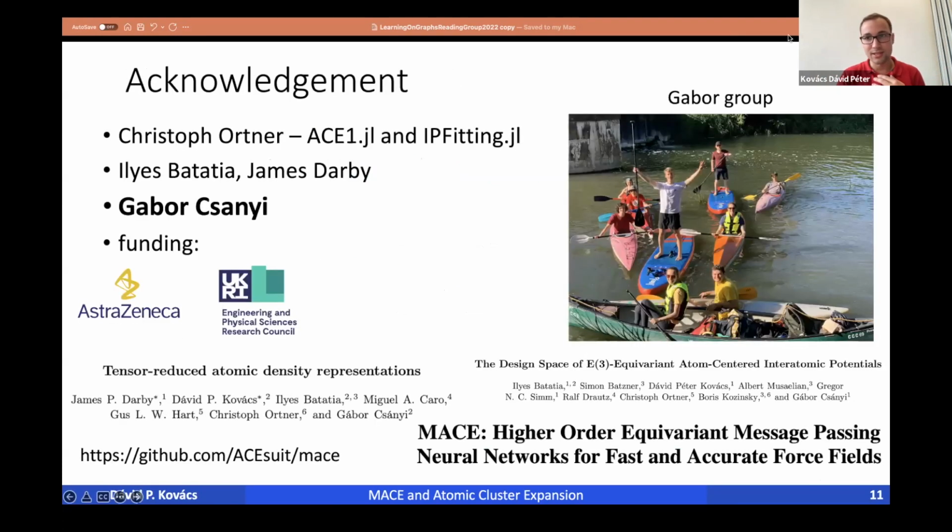And with that, I want to show 3 papers that you might want to look at. So this design space paper, which we wrote together with the Harvard group of Boris Kozinski, contains these ideas of message passing being a sparsification. Then the MACE paper, and this tensor reuse atomic density representations paper that we wrote with James, a postdoc in our group. This paper contains the very detailed derivation of these symmetric tensor decompositions and how you can obtain MACE from the full basis. Yeah, I think I'll stop here. This was the maths part of MACE.